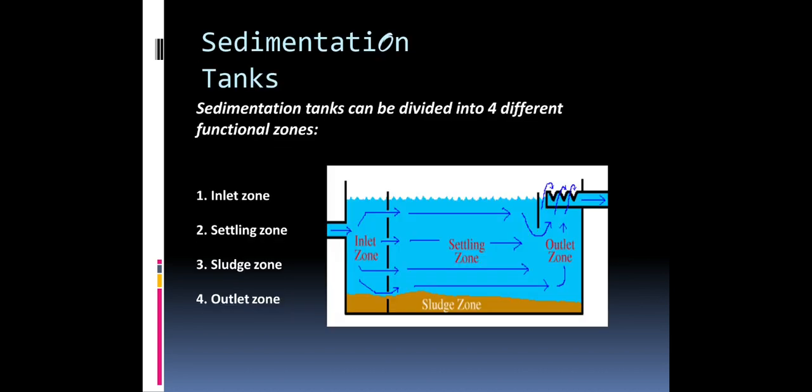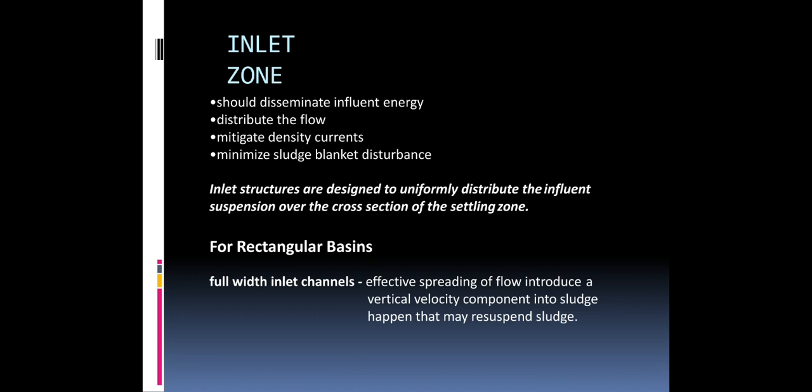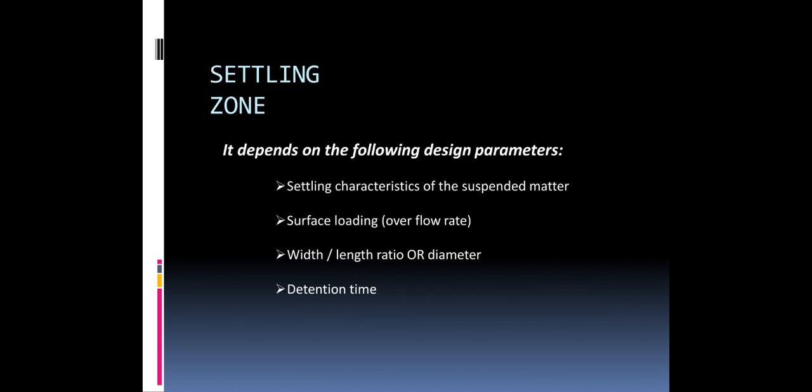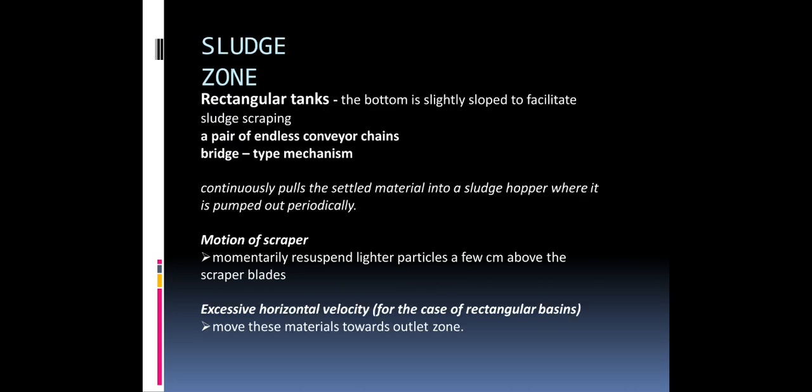This is the sedimentation tank. A sedimentation tank can be divided into four different functional zones. The first one is the inlet zone, second one is the settling zone, then the sludge zone and the outlet zone. Inlet zone is the input of the water. Settling zone depends on the following design parameters: settling characters of the suspended matter, surface loading, width-length ratio and retention time. Then the sludge zone, that is nearby the output.